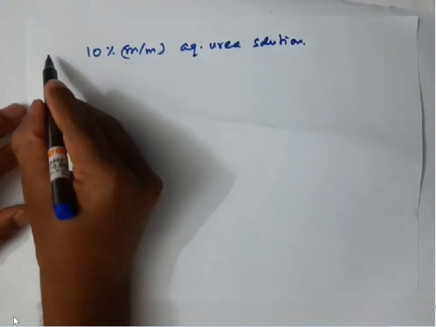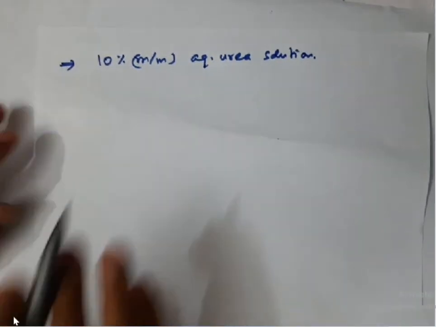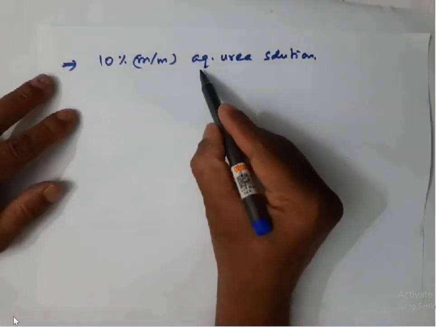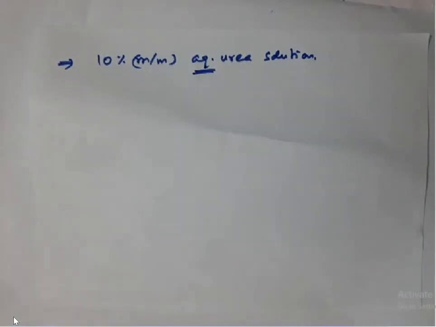Yes, students. Can you tell me what's the meaning for this? 10 percentage mass by mass aqueous urea solution. So solution is liquid, right? Aqueous. So what should be the solvent? Liquid. Yeah, water. Good. What is the definition of mass by mass? Mass of solute in grams by mass of solution in grams.